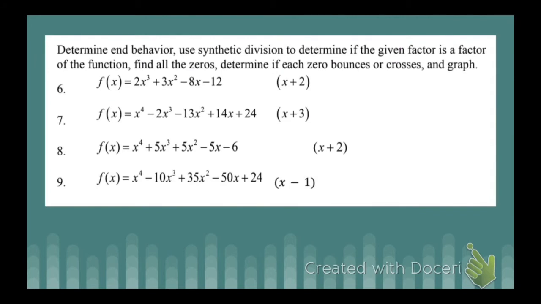Problems 6 through 9, you're going to start by determining your end behavior. Then you're going to use synthetic division to determine if each of these factors is a factor of your function or not. Then I want you to find all of your zeros and determine if each zero bounces or crosses, depending on its multiplicity, and then graph each of these.